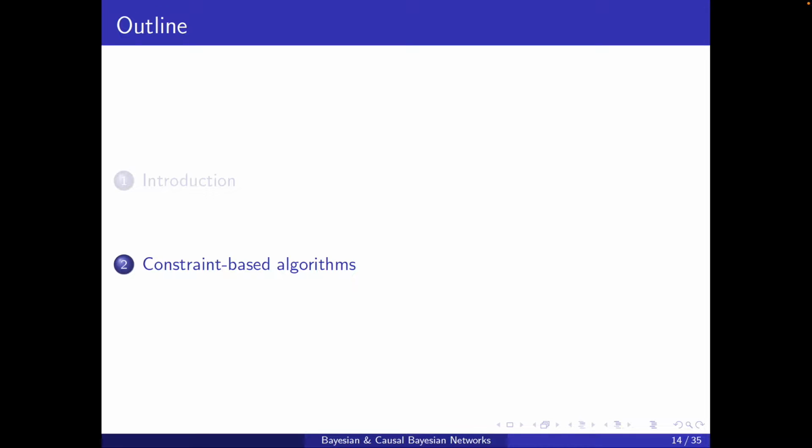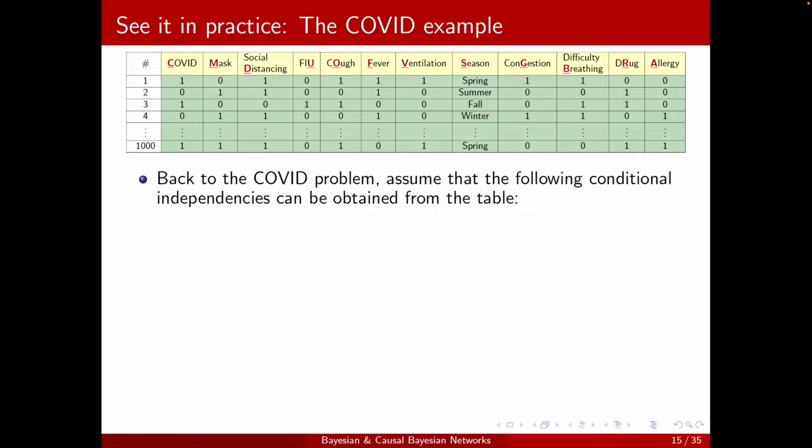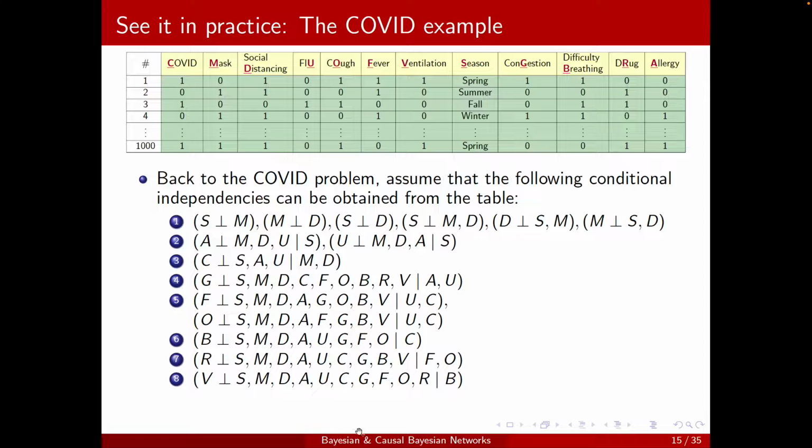Hello and welcome to Section 2, Constraint-based algorithms. Back to our COVID example, assume that we can somehow extract a number of conditional independencies that we saw in Chapter 1 from the data set. The question is, how can I systematically obtain the p-map for the underlying distribution of these variables?